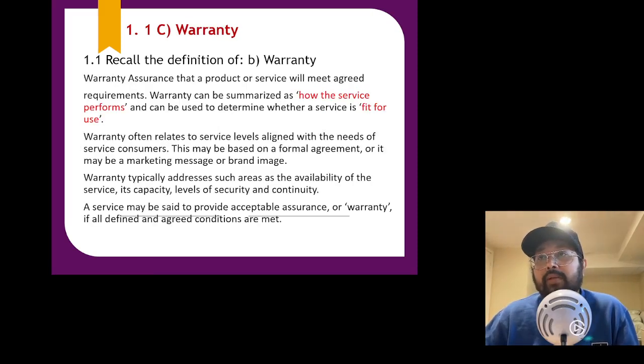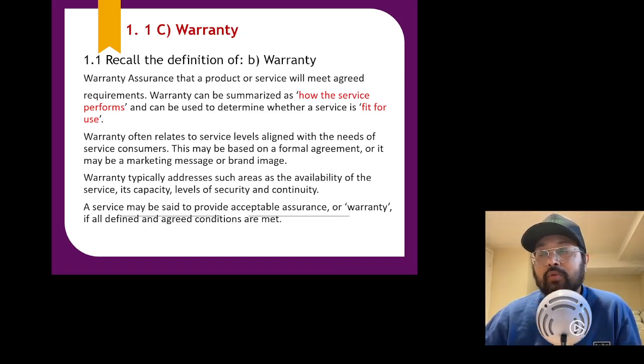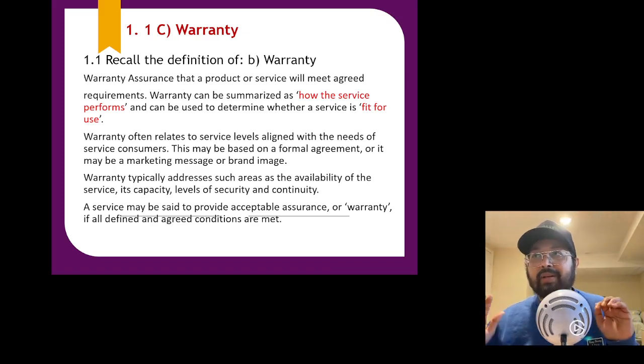Warranty often relates to service level aligned with the needs of service consumers. This may be based on a formal agreement, or it may be the marketing message or brand image. So most of the time, every product comes with warranty. Like 5 years warranty, lifetime warranty. This is one type of advertisement or branding with the service or with the product. Okay. So warranty typically addresses such areas as the availability of the service, its capacity, levels of security, and continuity, right? Yeah.